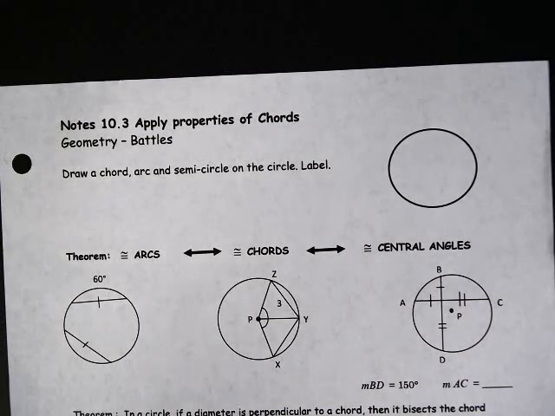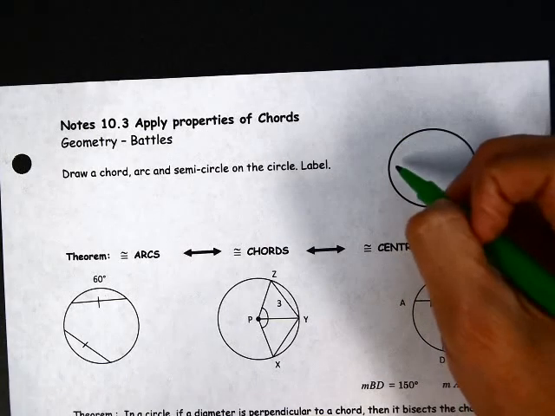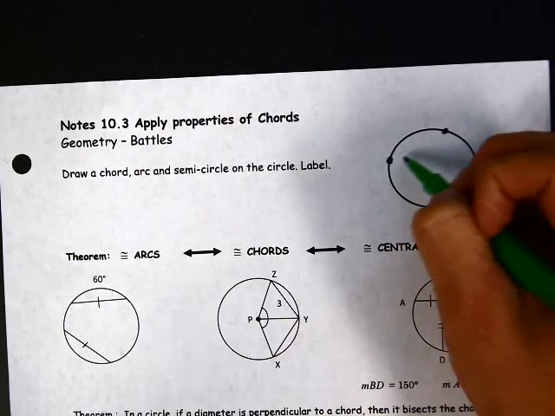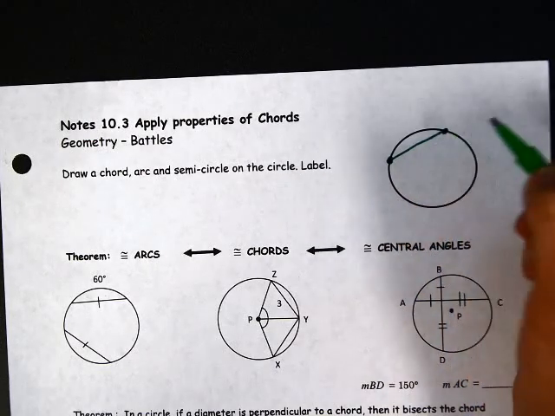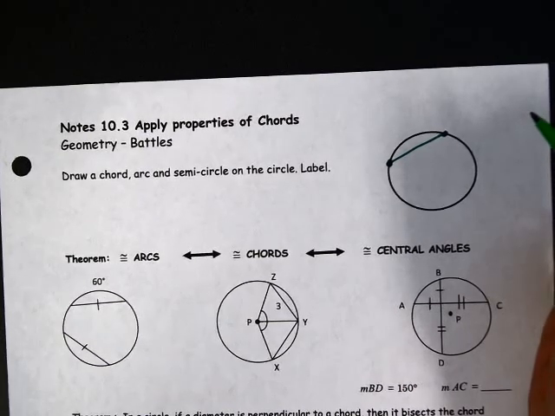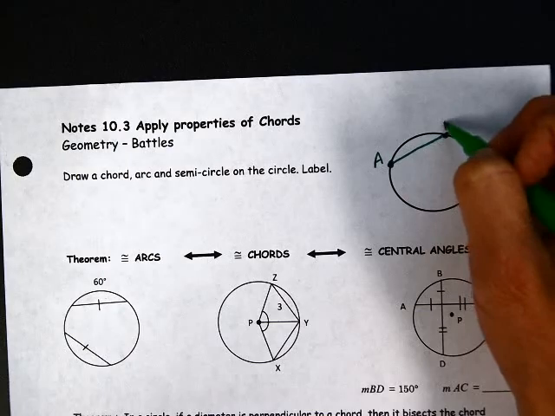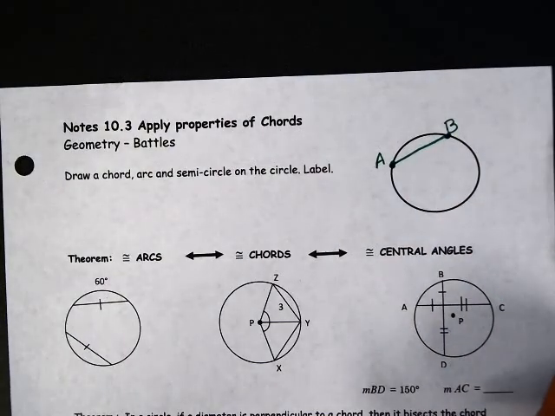All right, lesson 10.3 is about applying properties of chords, and we've already talked about a chord and defined it in lesson 10.1. A chord is a segment that touches the circle twice, and it goes through the interior of the circle. So we're going to draw a chord and label it AB.